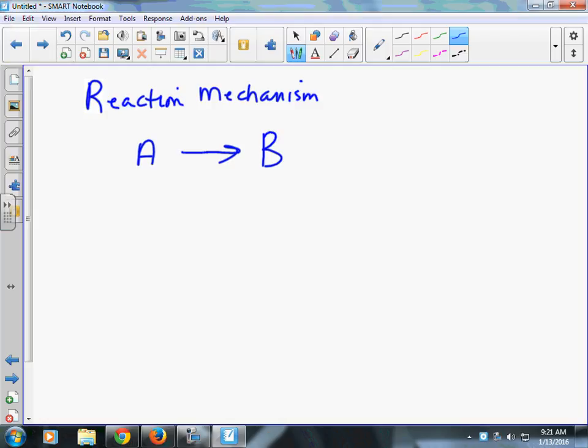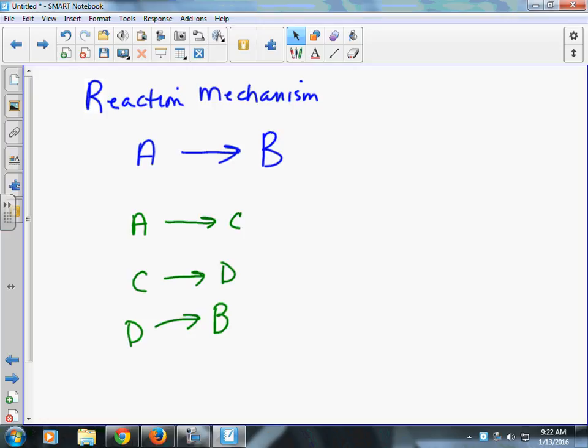A to B. Well, it's not necessarily A to B. What it might actually be is A makes C, and then C might make D, and then D might make B. Right? So if you combine them, just like we did with Hess's law, look what happens.